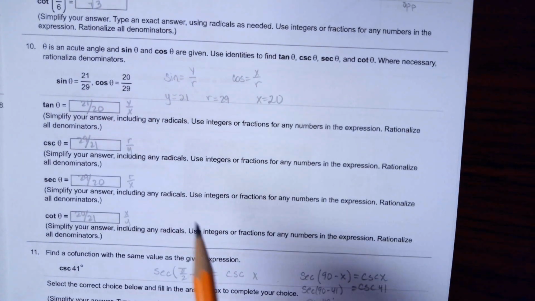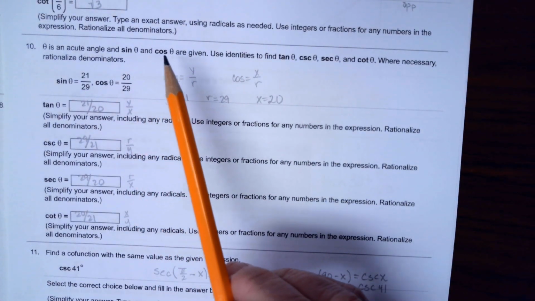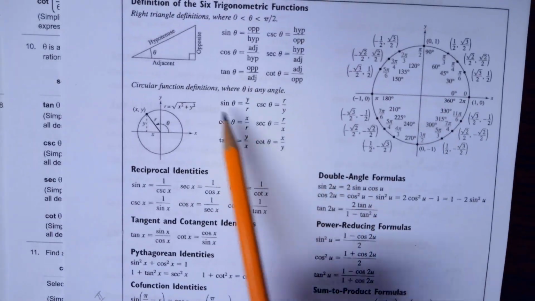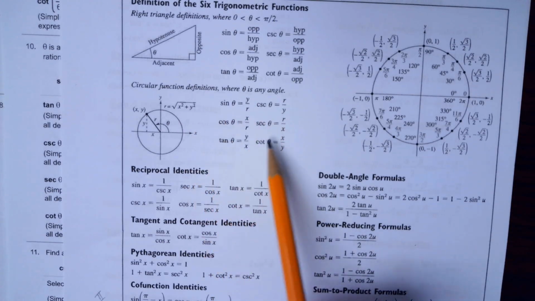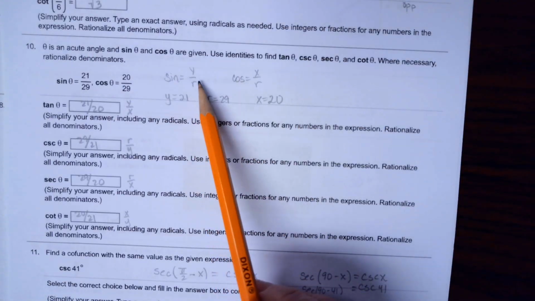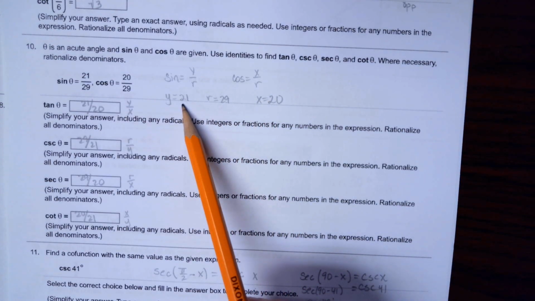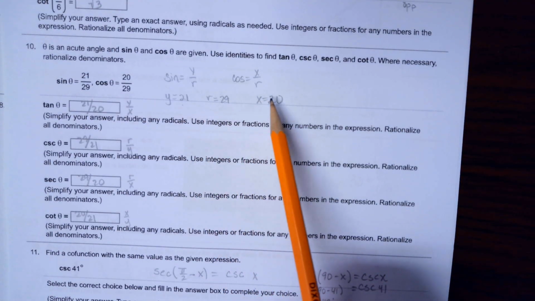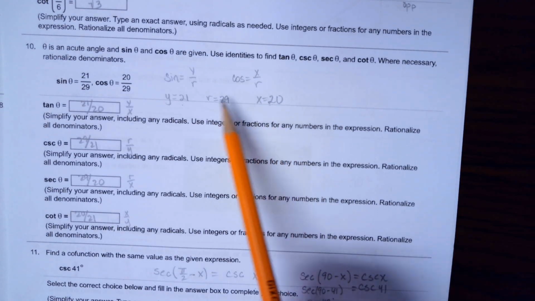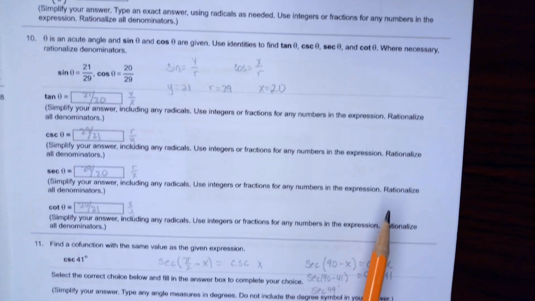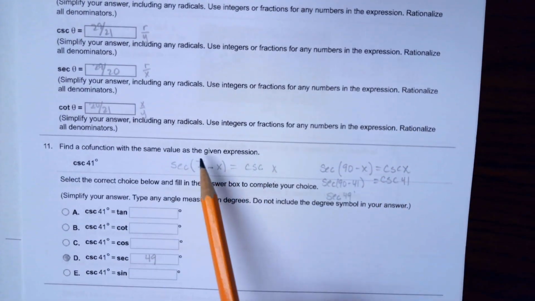Number 10, theta is an acute angle. Sine theta and cosine theta are given. Use the identities. It says to use the identities, but I like to use these. You know that sine is y over r and cosine is x over r. So sine, y is 21, r is 29, x is 20. If you know x, y, and r, you can find all these ratios, and that's what I did. I just used that to form those ratios.